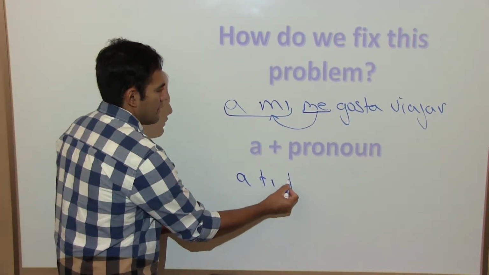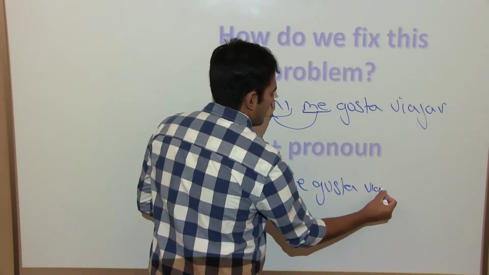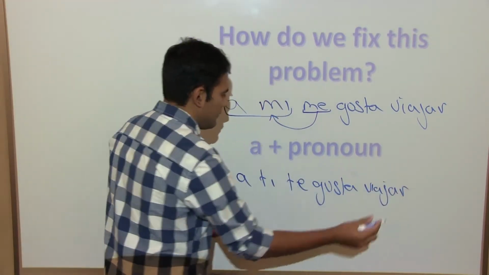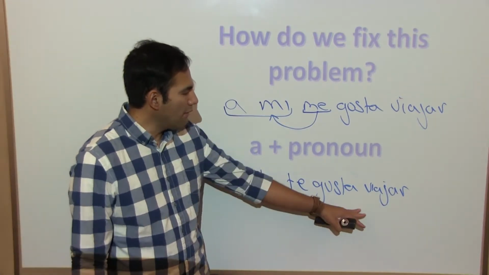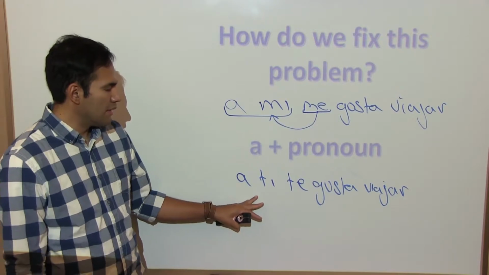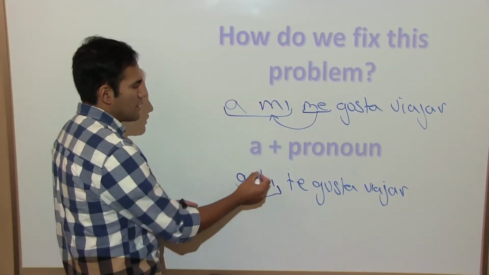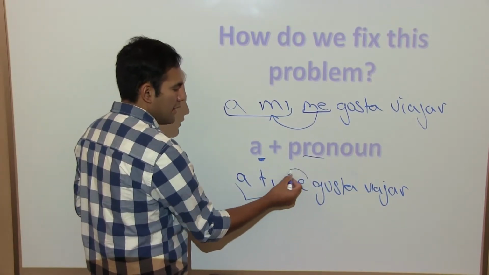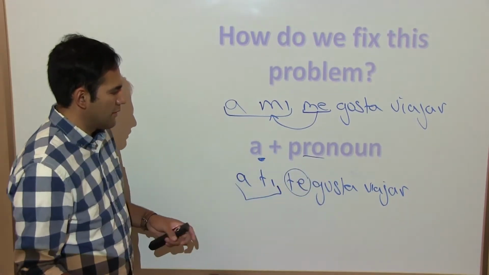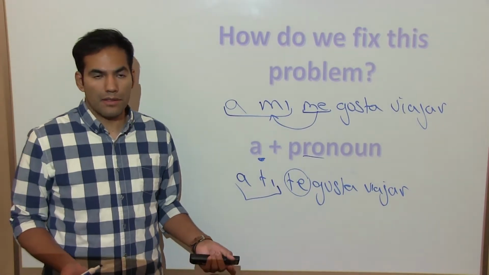A ti te gusta viajar. So traveling is pleasing to you, and that's what we're basically saying. And again, we have this construction, preposition a plus pronoun, and then the indirect object pronoun. And again, it might seem redundant, but in Spanish it's totally okay.